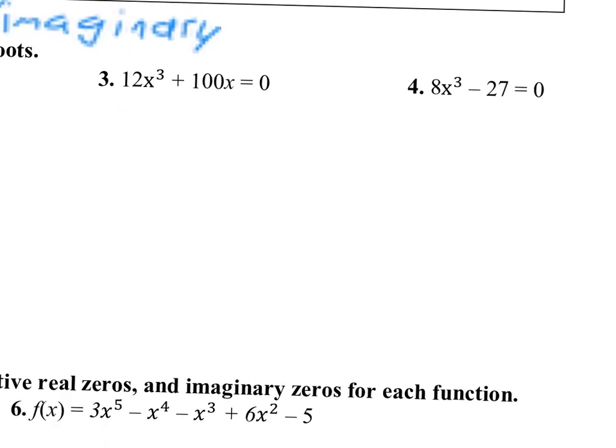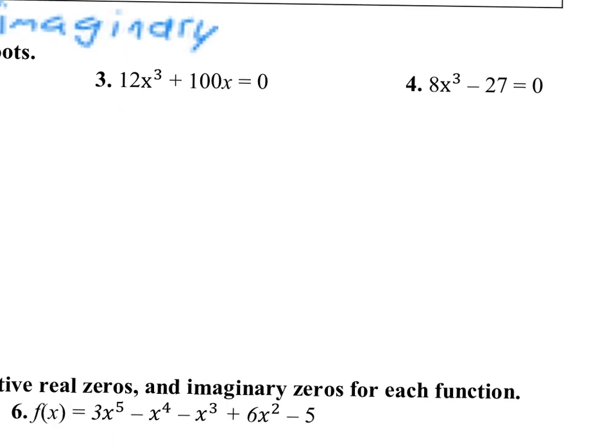So for number 3, first thing you should do is take out the GCF. 12 and 100 can both be divided by 4. They also both have an x. So if I take out 4x from 12x cubed, I'm left with 3x squared. 100x divided by 4x is 25x. Actually, just 25.